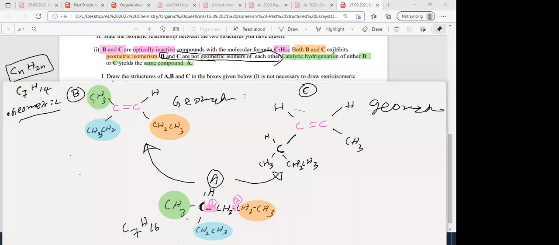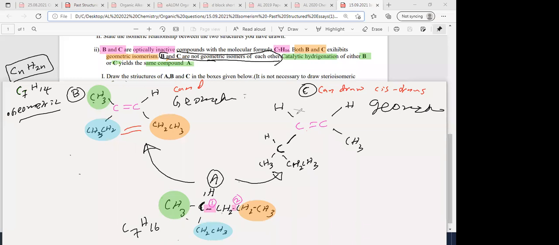If you can add one more point here: C can draw cis and trans, but you cannot take those two as C and D the answer. Can draw cis and trans. But this one you cannot draw. This also can draw CH2, CH3, CH2. Yeah, this also can draw cis and trans, because this side is equal and this side is equal. Okay, understood?